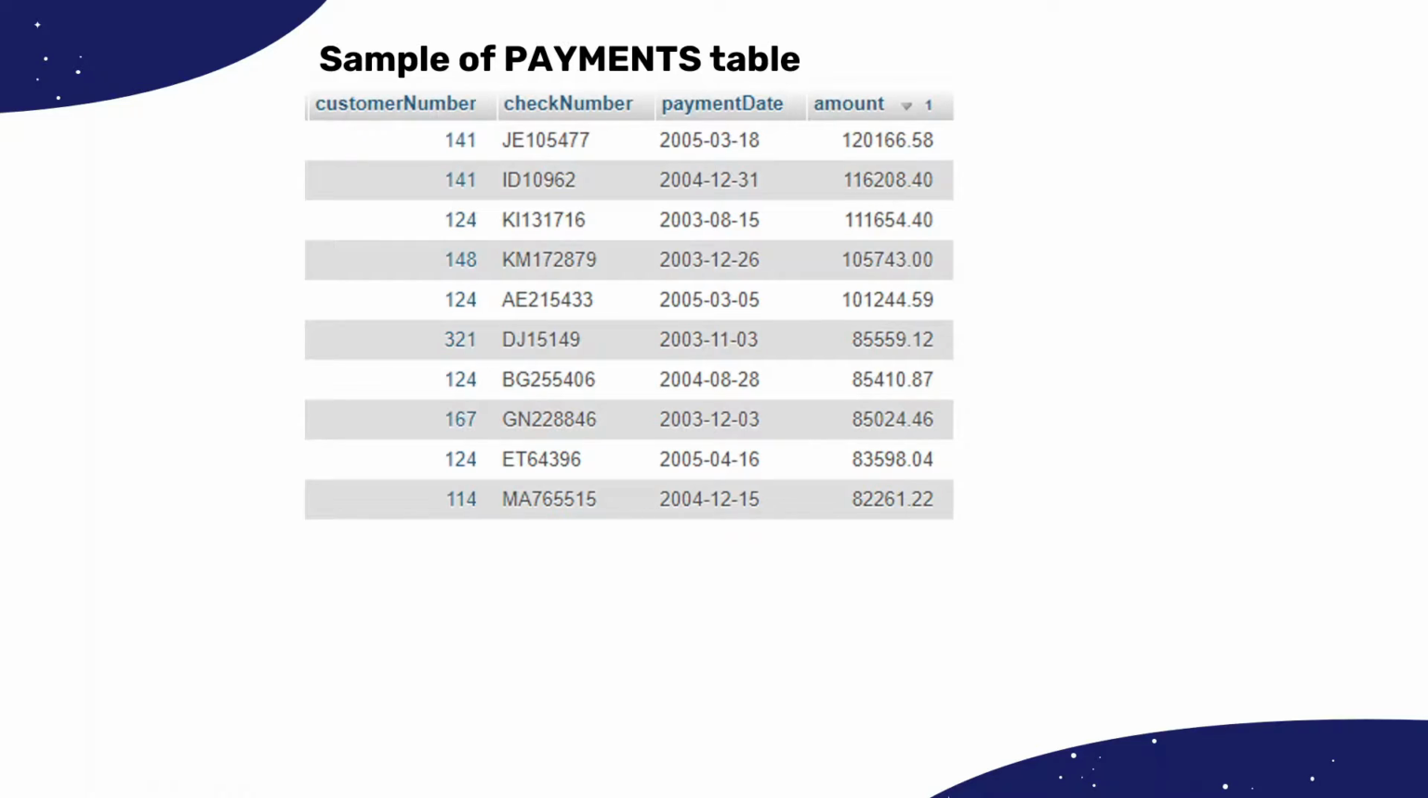Then I will show you an example of using the max function. For example, we have a payments table as shown in this image. The columns of the payments table are customer number, check number, payment date, and amount. Then if we want to get the largest amount from the payments table, we can use the SQL query: select max(amount) from payments. Amount is the column name and payments is the table name. This syntax is used to get the largest amount from the payments table.